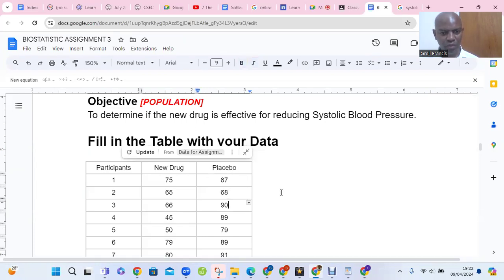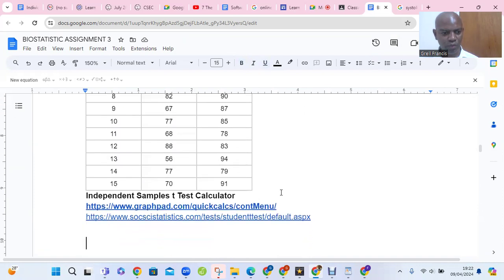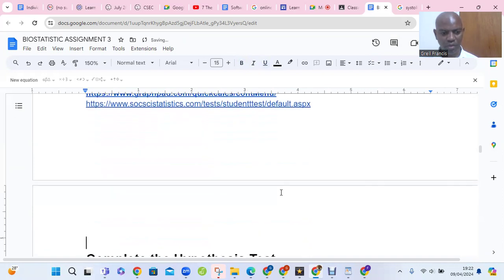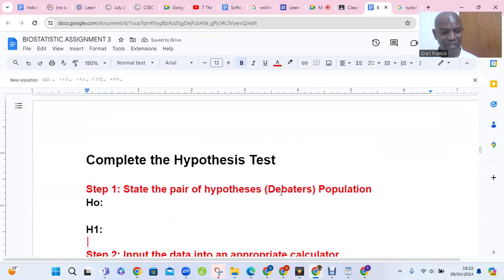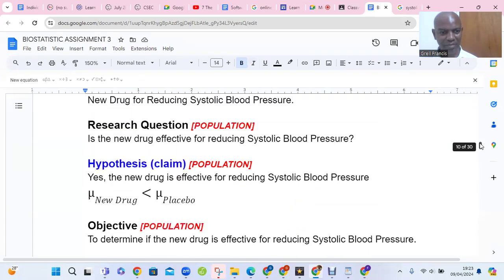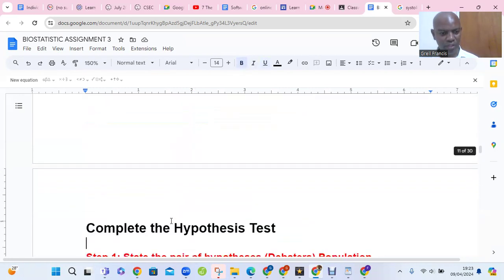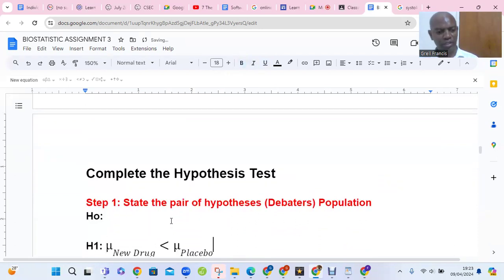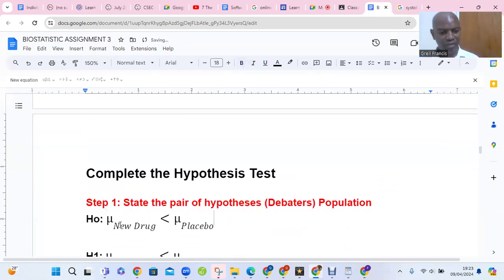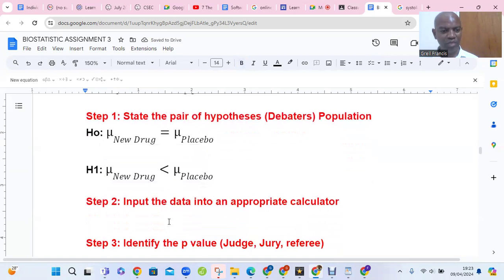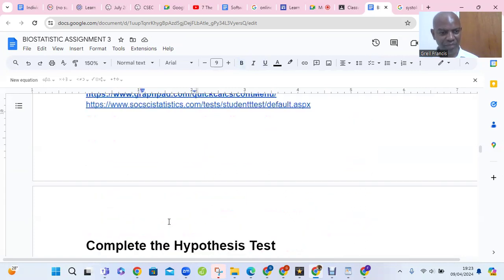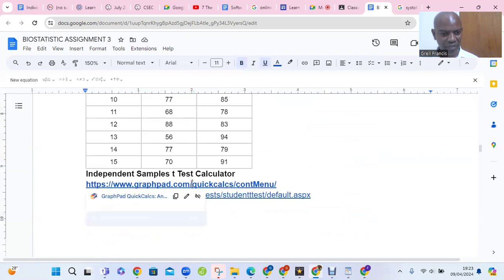So what I need to do now is to complete the hypothesis test. Step 1 is to state a pair of hypotheses. We already have stated the claim, that is the alternative, that the new drug blood pressure is less than the placebo. So to complete the pair, I have to include the null, and the null will be saying that there is no difference, that they are equal to each other. Then we've got to input the data in the appropriate calculator. Here, there is a link for the calculator beneath there, so we just click on it.